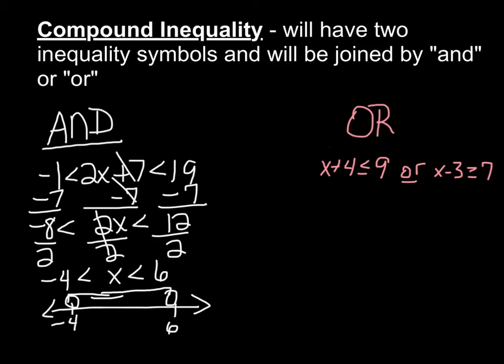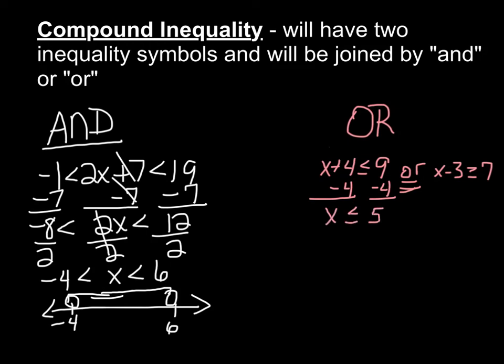Okay, now on to the OR statement. Here is another compound inequality, and it's an OR. It literally will have the word OR in it. The AND will not. So we're just going to solve each of these inequalities separately. We have x plus 4 is less than or equal to 9. So to solve that, we subtract 4 from the left side, and we subtract 4 from the right side, and we get that x is less than or equal to 5.